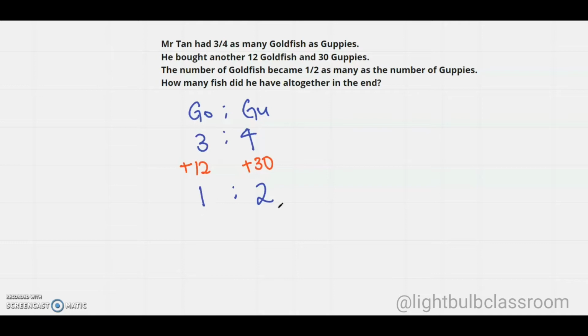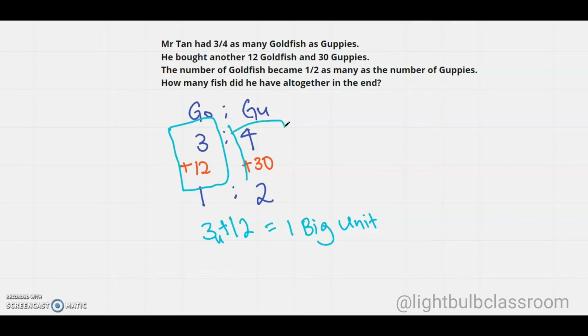Since the final ratio is 1:2, what we can do is we can take this and group it as 1. So that means I know that 3u plus 12 is equal to 1 big unit, for example, since you're buying more fish, so your unit is bigger. And for the second one, we also know that 4 units plus 30 gives me 2 big units. Okay, 2 big units. So from here, it becomes a bit more simpler to solve.